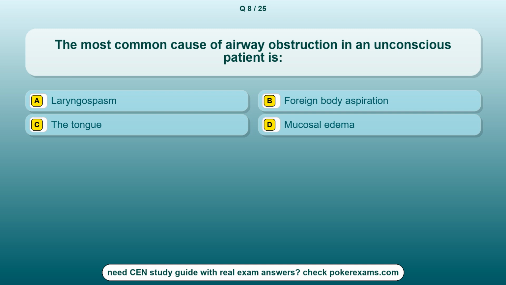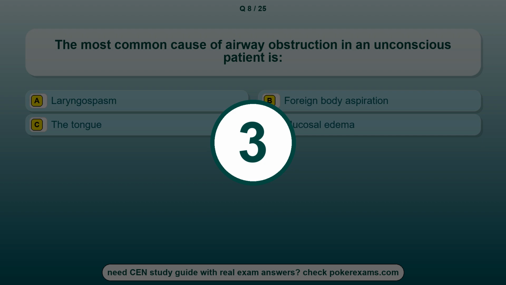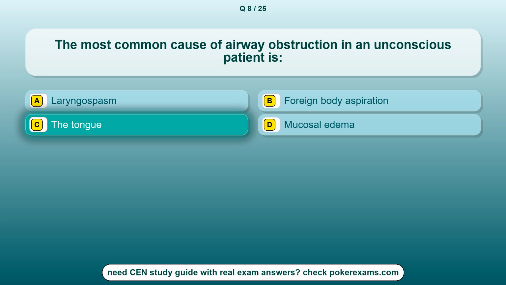Question 8. The most common cause of airway obstruction in an unconscious patient is Option A, laryngospasm. Option B, foreign body aspiration. Option C, the tongue. Option D, mucosal edema. The correct answer is option C, the tongue.